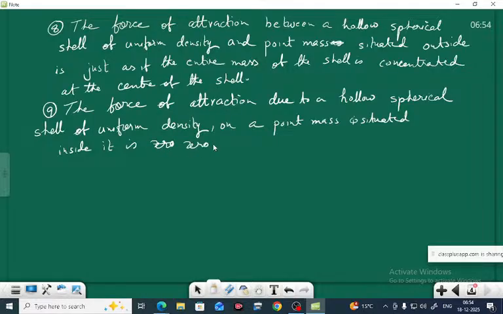These are a few characteristics of the gravitational force. What we learned here is the universal law of gravitation. It states that every body in the universe attracts every other body with a force which is directly proportional to the product of their masses and inversely proportional to the square of the distance between them. And these are a few characteristics of gravitational force. The most important characteristic of gravitational force is that it is a central force.